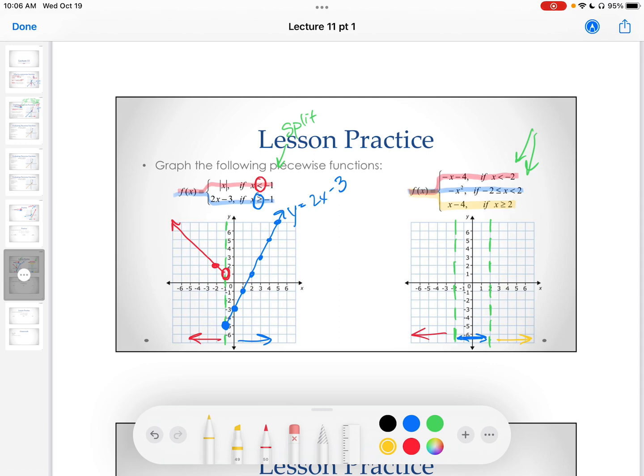Okay? So, starting out with your red function, I've got -x minus 4. That is y equals -x minus 4. So -4 here. -x means I'm going to go up 1 to the left one, up 1 to the left one, and continue on. Okay? And I need the red only over here on the left. Okay, so we're good there.